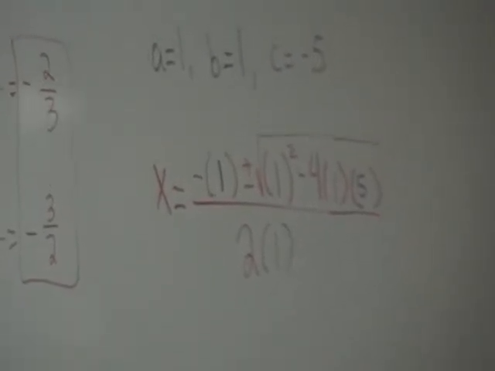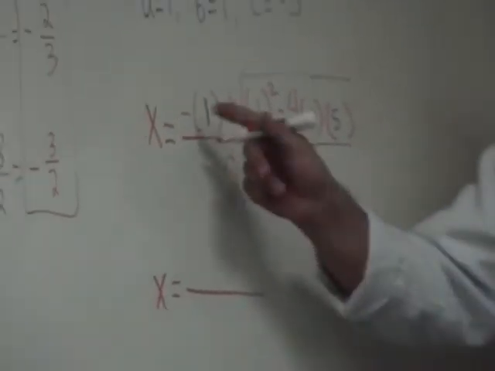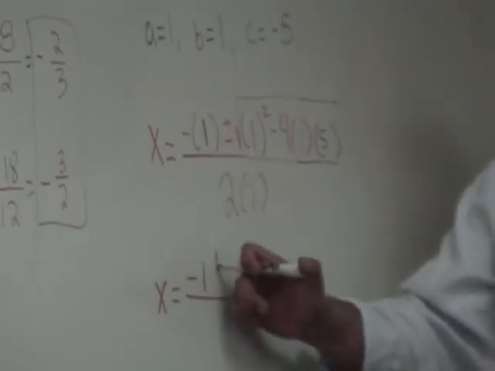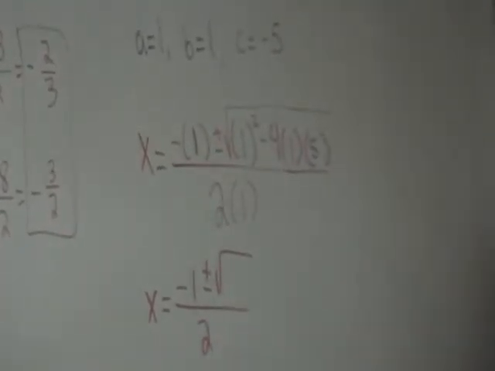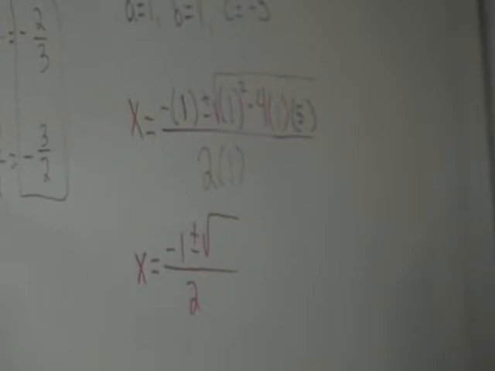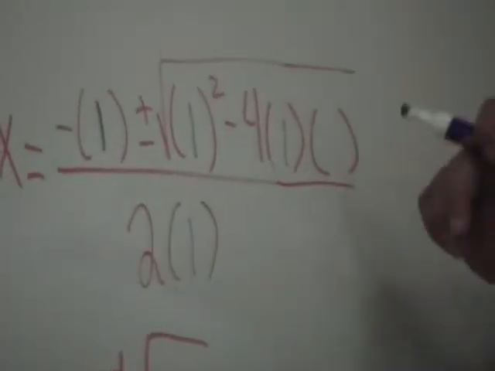Then we simplify this expression, and this is what we get. Negative 1 plus or minus the square root of something over 2. That's not a negative 5 right there? Yes, it is. Thank you very much. This should be a negative 5. Otherwise, we will run into problems.